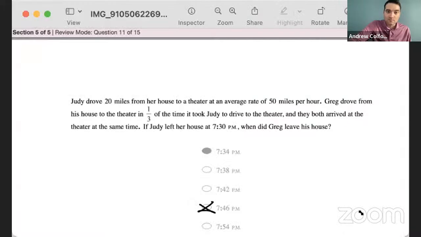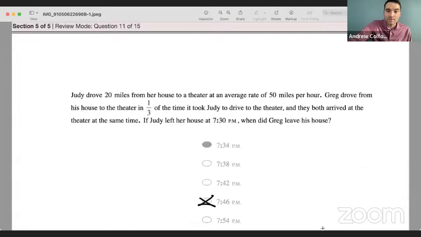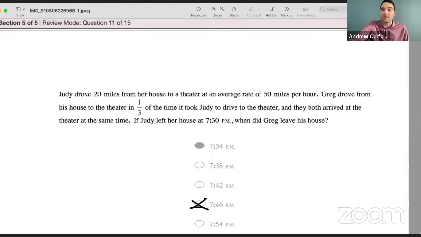Next question from Sarah here. Oh, I remember this one. Yeah, Judy and Greg. Let me just share this. Blow that up a little bit. Boom. Okay, so Judy drove 20 miles from her house to a theater at an average rate of 50 miles per hour. Greg drove from his house to the theater in 1/3 of the time it took Judy. They both arrived at the theater at the same time. Judy left her house at 7:30. When did Greg leave his house?